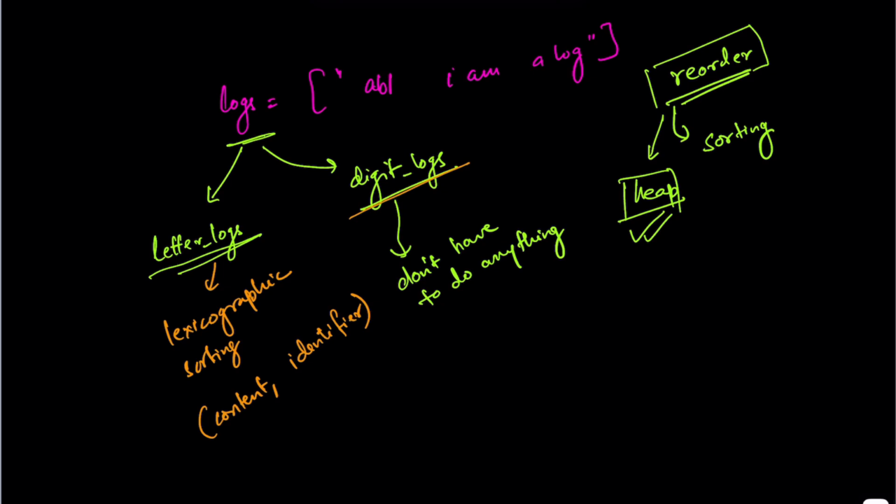So our approach will be to keep the digit logs as is in the list, and the letter logs we can add into a heap, with the priority being decided by the content as well as the identifier. And then when building the solution, we will extract all the letter logs first from the heap and add them to our solution. Because we are keeping them in a heap, they will come out in a sorted fashion, and then we will copy the digit logs into our result. So let's go to Leetcode and see how we can code this.